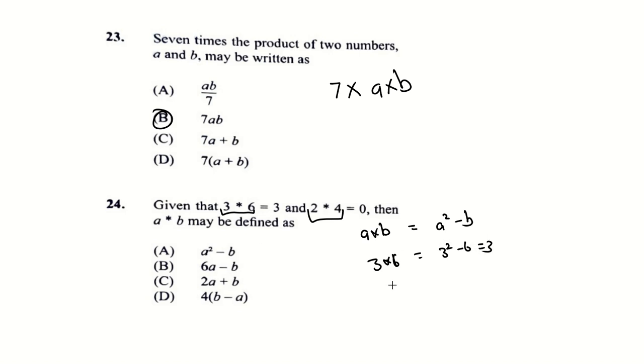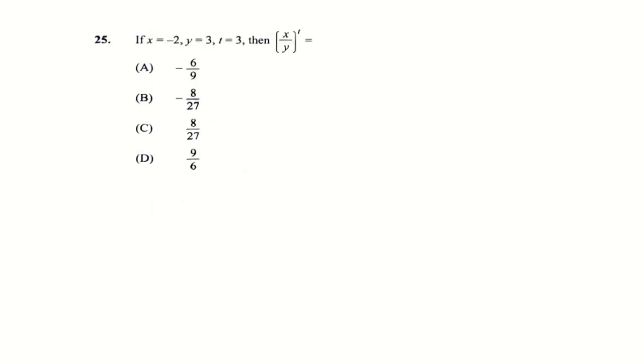Let's see if it works for this one. 2 asterisk 4 would be 2 squared minus 4, which is in fact 0. So we know that the answer is A. Just by substituting these values into each equation, you need to make sure that you get the answers that are given, and that is how you would do this question.